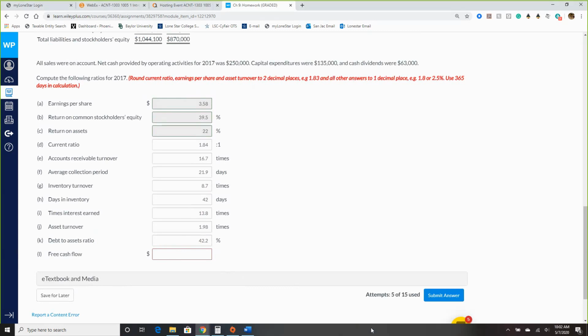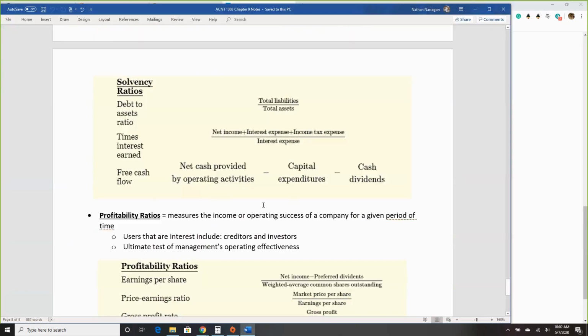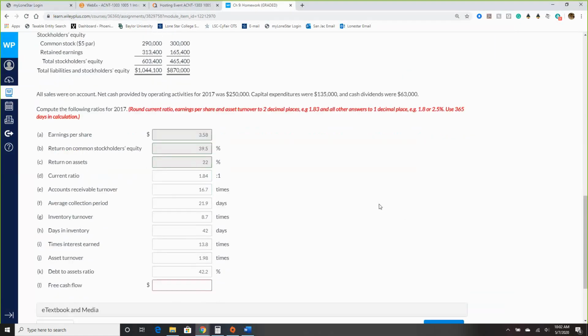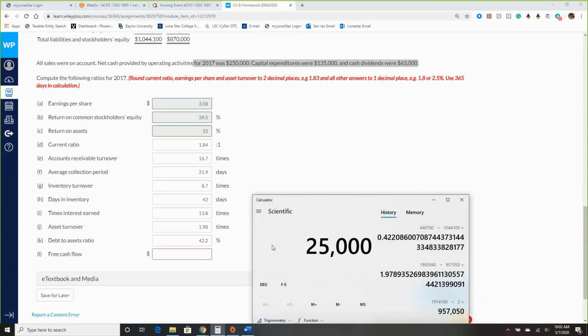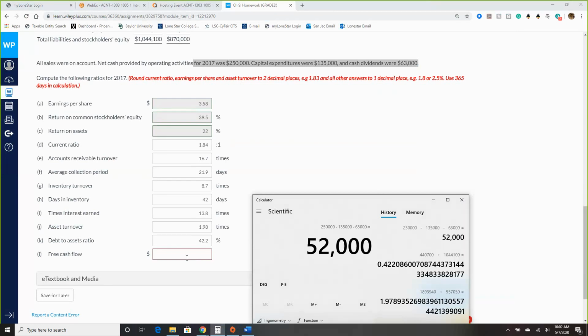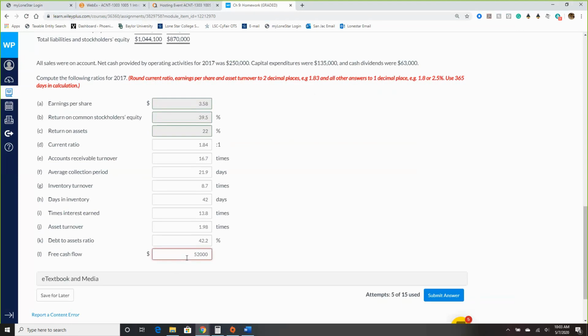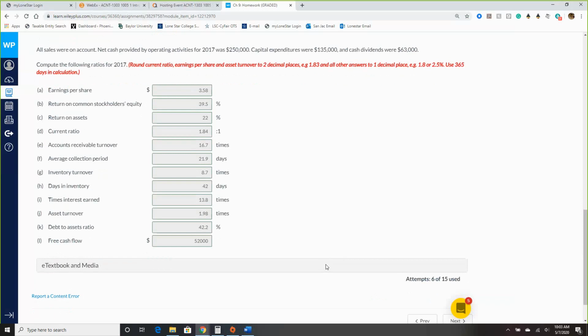And last but not least, the free cash flow. So net cash provided by operating activities minus capital expenditures minus cash dividends. Basically, everything that's right here. So 250 minus 135 minus 63, 52,000. And there we go. There are all the formulas.